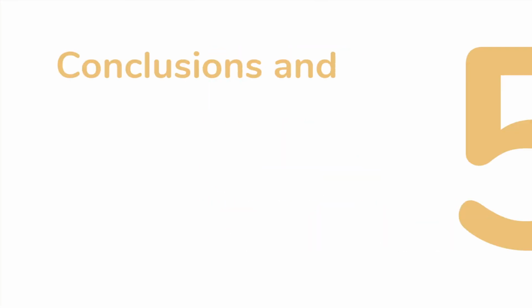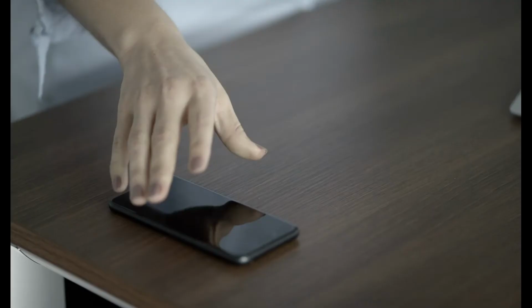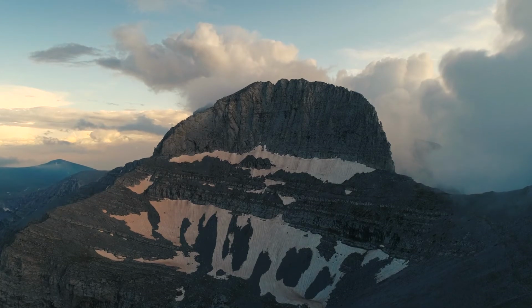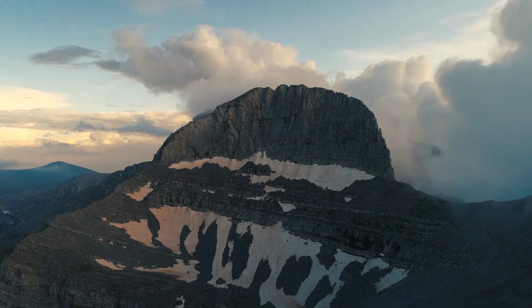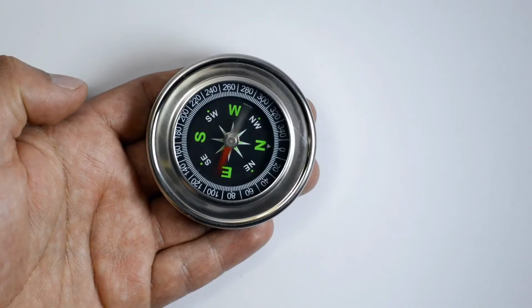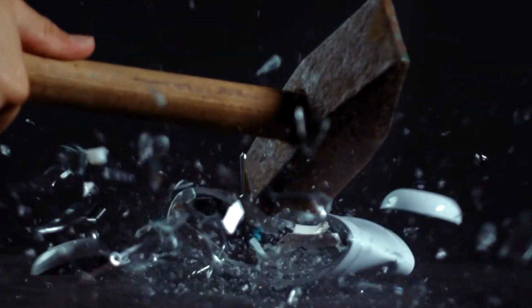Step 5, conclusions and control panel. Once the data has been analyzed, it's time to establish real objectives on what we want to achieve and how to achieve it. We already have the basic information, so the next step is figuring out where do we want to go and how long will it take us to get there.